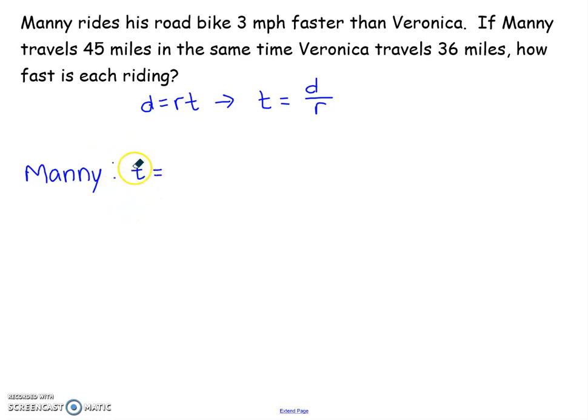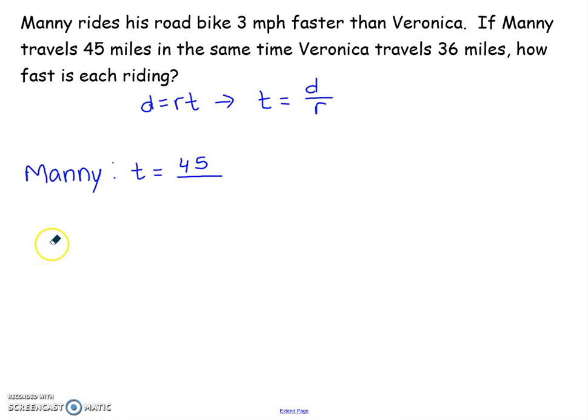So time is equal to his distance. So he travels 45 miles. And so his rate, well, he rides his bike 3 miles an hour faster than Veronica. So we can decide who should be R, if Manny should be R or if Veronica should be R. It doesn't matter as long as you make the other person's speed in relation to what you made R.